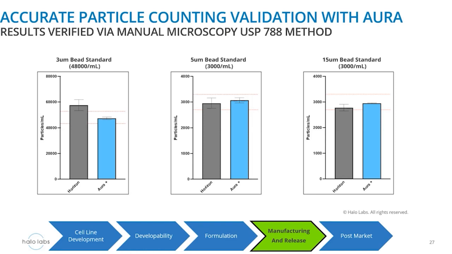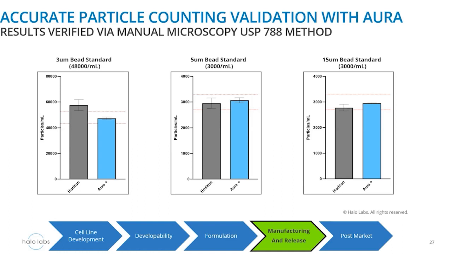The Horizon slightly overcounts. For the 5 and 15 micron beads, you are supposed to measure within 10% of 3,000 particles per mil. And we are right on the money with the Aura systems. The Horizon slightly undercounts. So with this new development of the Aura, you're able to both count and size accurately and reliably.